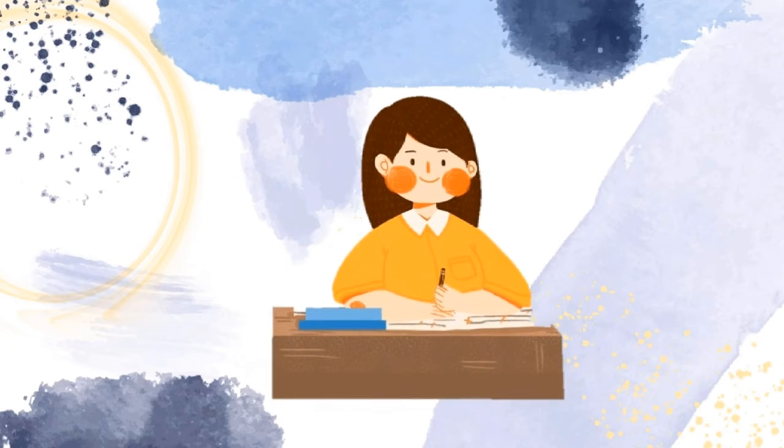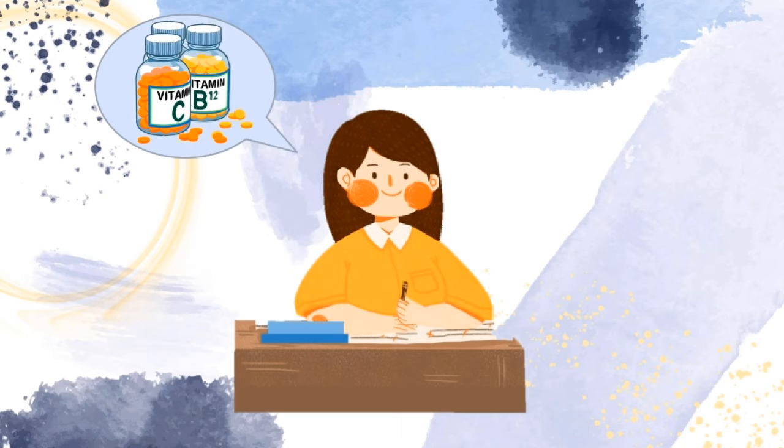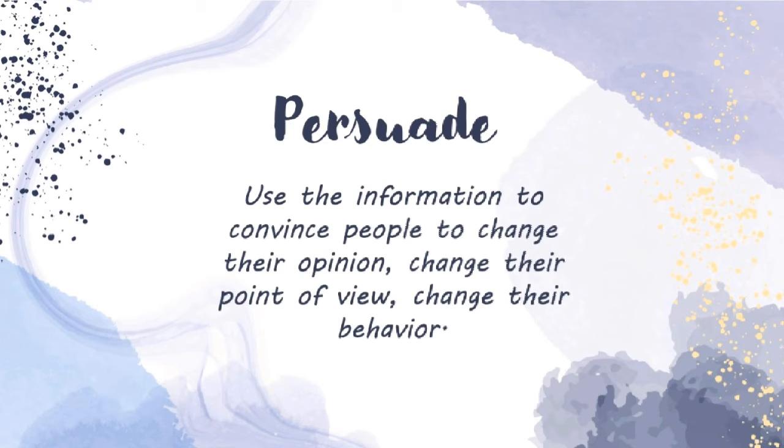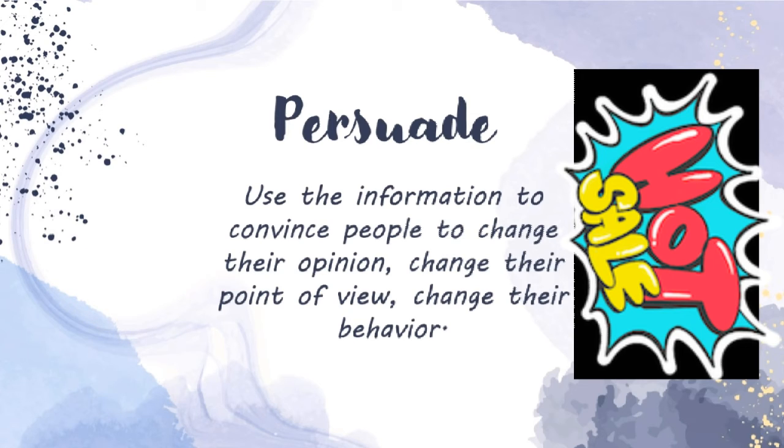Now, let's say, in the message, you tell Mary that you just got a new job selling vitamins. You tell Mary how important it is to supplement your diet with vitamins. You tell her these are best on the market. Sneaky. Now, your purpose is to persuade. You use information not simply to inform, but to convince people to change their opinion, or to change their point of view, or change their behavior.